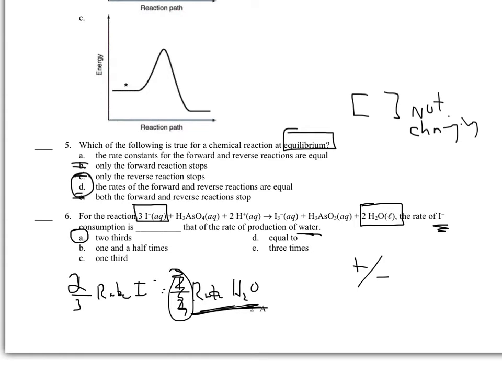If you look at that question, there's a 3, so that's going away faster than this is showing up. When we do the multiplication here, 2/3 of iodine slows down that rate, so that the rate of water is smaller than the rate of iodine removal.